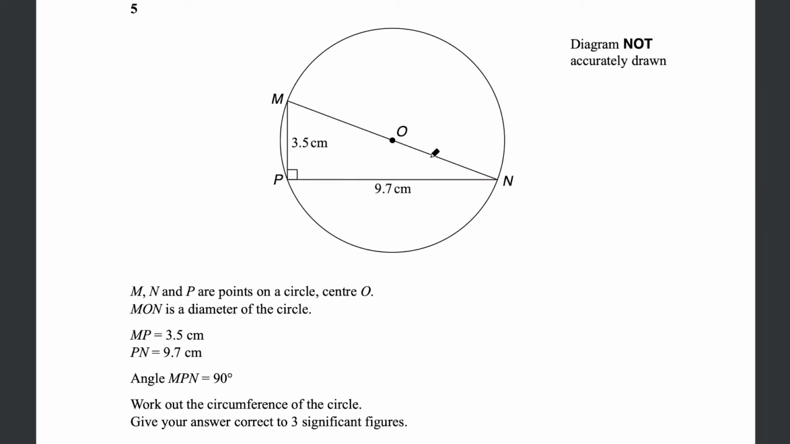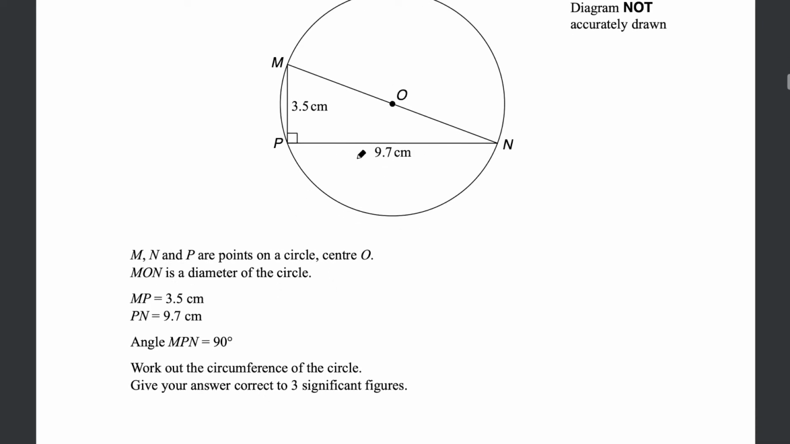Question 5 gives us a diagram, and it says M, N, and P are points on a circle center O. MON is a diameter of the circle. MP equals 3.5 centimeters. PN equals 9.7 centimeters. Angle MPN equals 90 degrees. Work out the circumference of the circle. Give your answer correct to 3 significant figures.